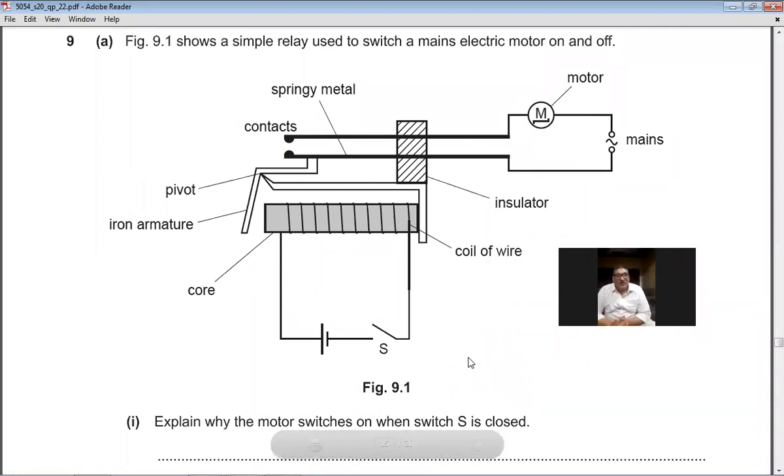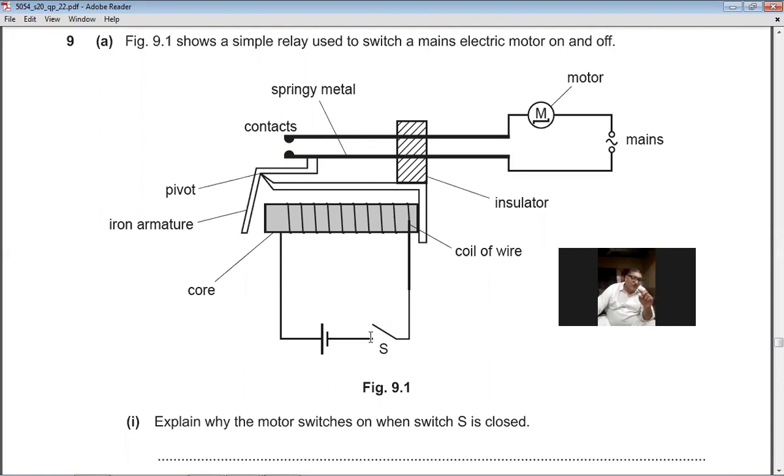Figure 9.1 shows a simple relay used to switch a mains electric motor on and off. Explain why the motor switches on when the switch S is closed. Okay, so here we have a switch S, and it has a small battery with low voltage, low current. The wires are connected with this coil, and we have a core in this coil.